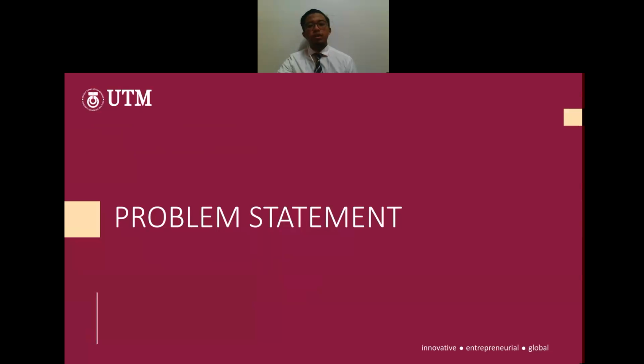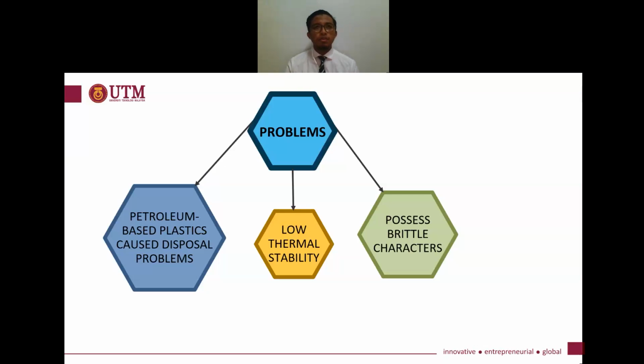So the problem statement. In previous times, many companies used petroleum-based plastic due to its low cost and better properties. But the plastic has caused many disposal problems, and due to that, we came up with polylactic acid. But polylactic acid comes with another problem, which is that it has low thermal stability and possesses brittle characteristics, which limit its applications.